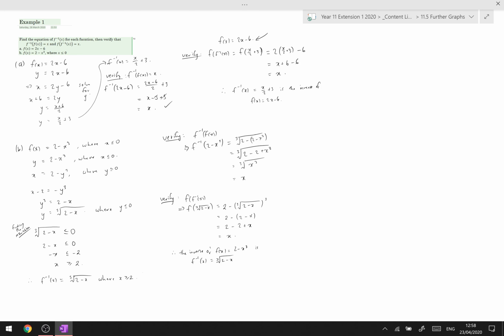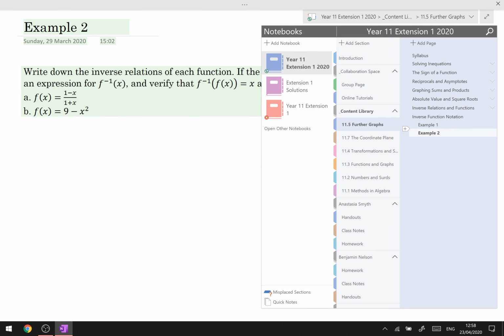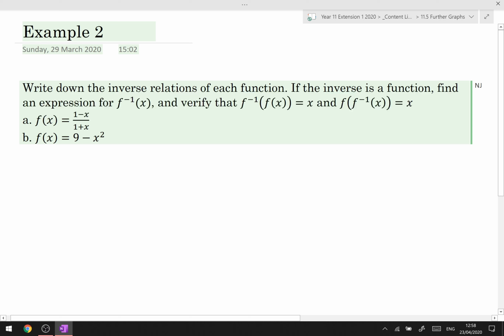So we'll have a look at example number 2 now. These ones are a little bit trickier, but again, it's just the same process. Write down the inverse relations for each function. If the inverse is a function, find the expression for f of minus 1 of x, and verify that f of minus 1 of f of x is equal to x. It's the same as before. So we'll start off with a.